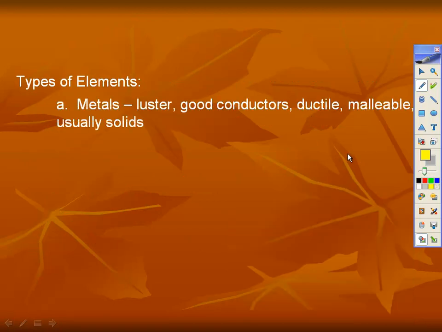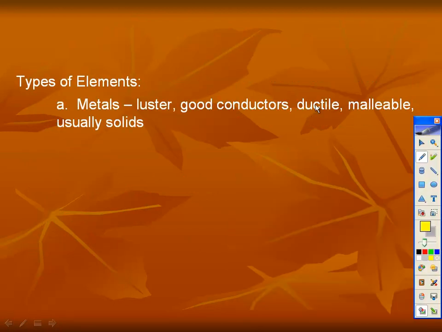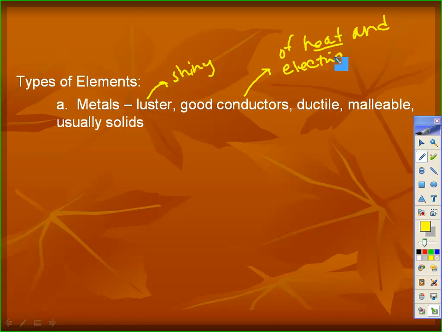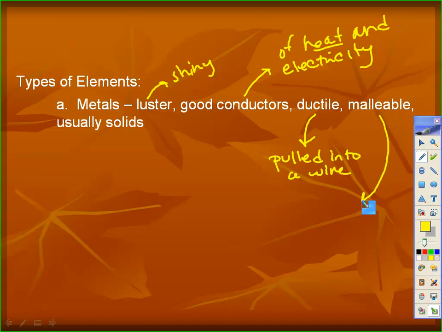Here are some types of elements. We have metals. Metals have luster, that means they're shiny, a fancy word for shiny there. They are good conductors of both heat and electricity, so they allow heat to pass through them and they allow electricity to pass through. They are ductile, meaning they can be pulled into a wire. They are malleable, which means they can be hammered into a thin sheet.